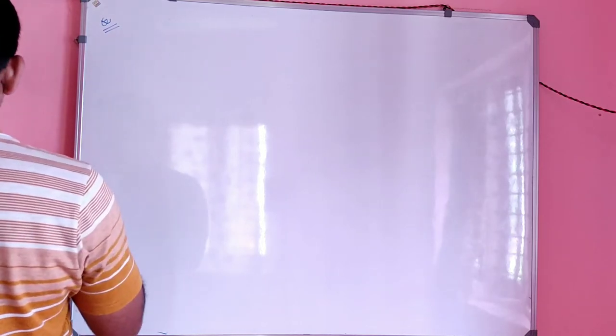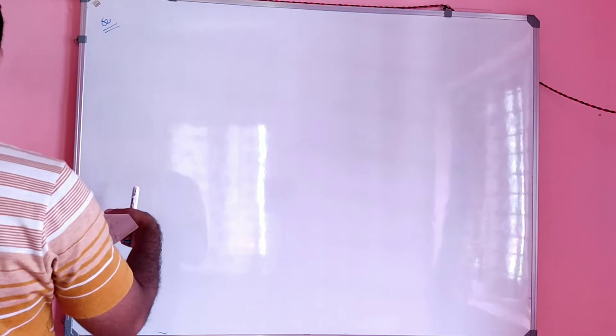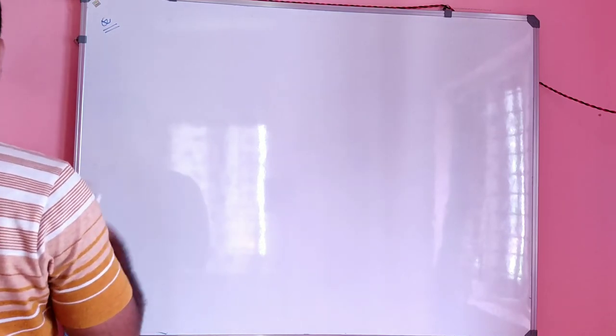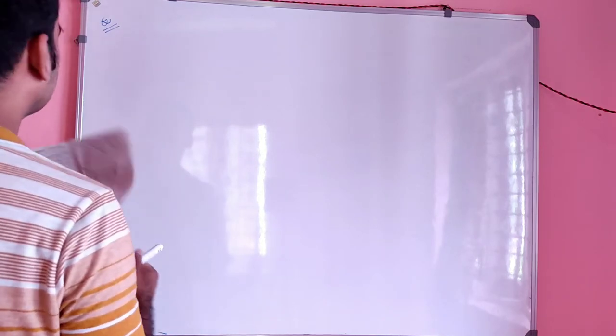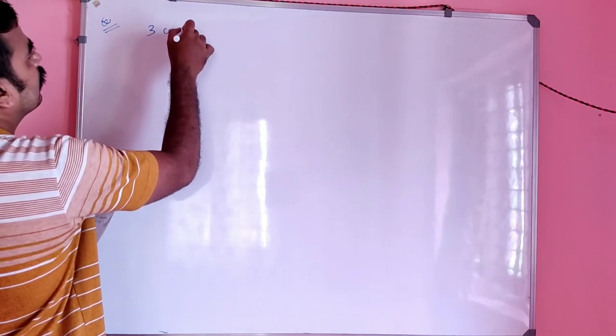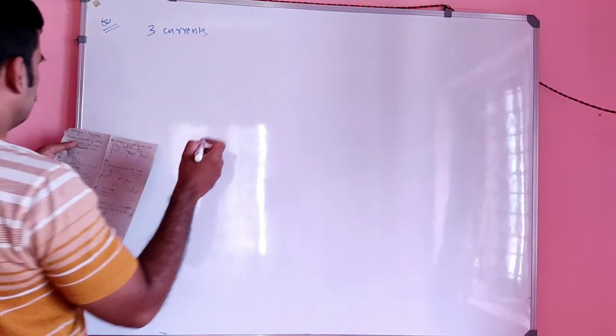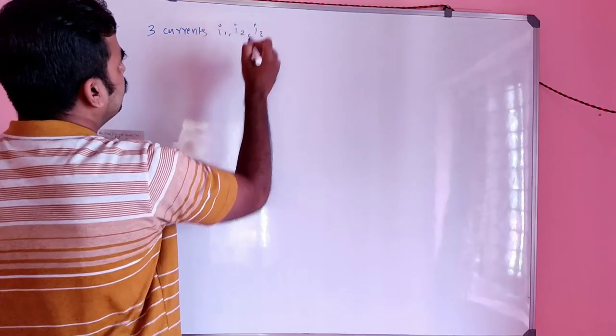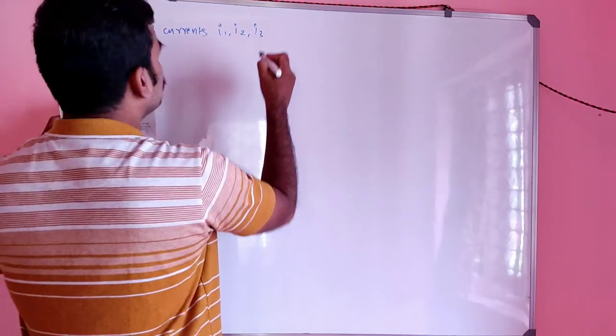Okay, let's do some problems regarding this one: reciprocity, Millman's, dual of Millman's, Tellegen's. You write a problem. Three currents, I1, I2, I3 are met at a node.